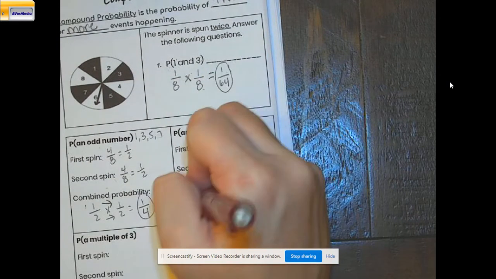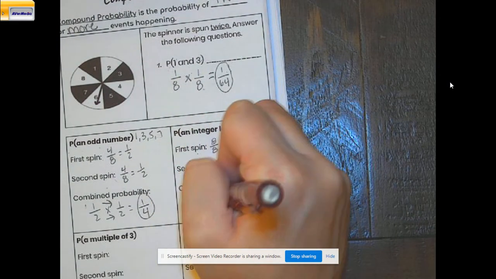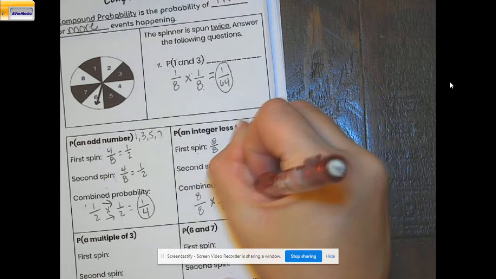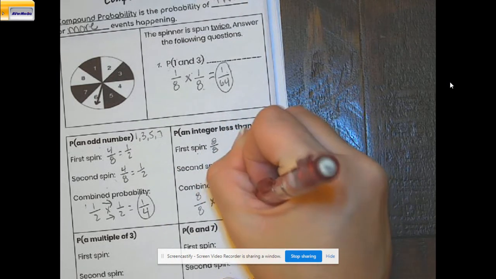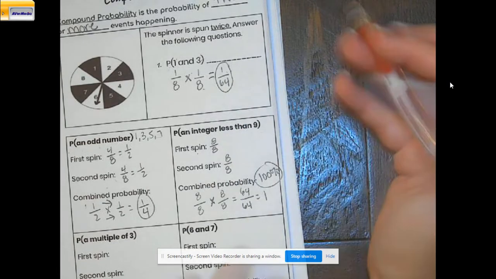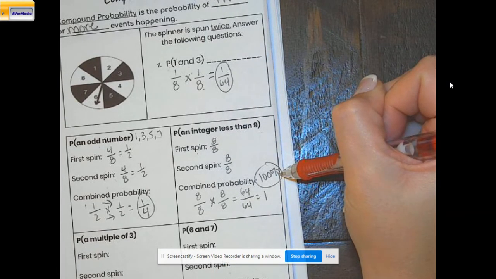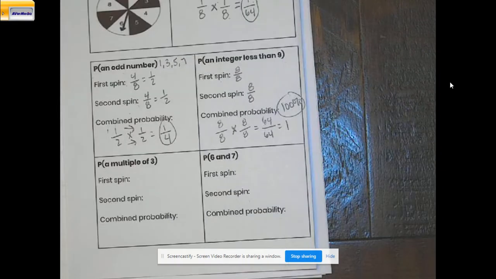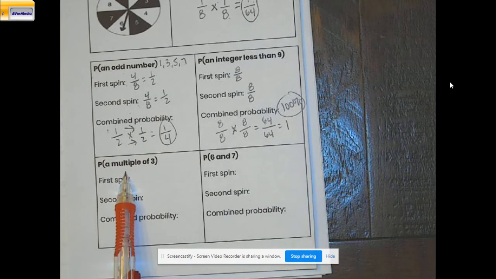This combined probability would be 8 times 8 is 64. So it would equal 64 over 64, which is 1 whole. That is the same thing as 100%. So we would say you have a 100% chance of getting an integer less than 9 on your first and second spin. If you look at the next one, it says probability of a multiple of 3.